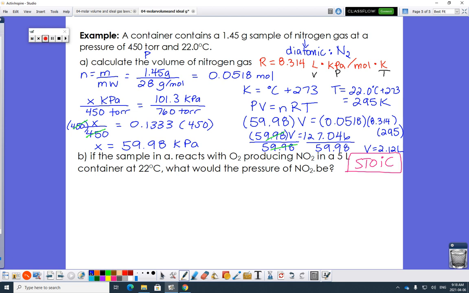Okay, so it says if the sample in A, so nitrogen, reacts with oxygen, and it makes NO2, so we should balance this. There's two N's and only one. And you need two O's.